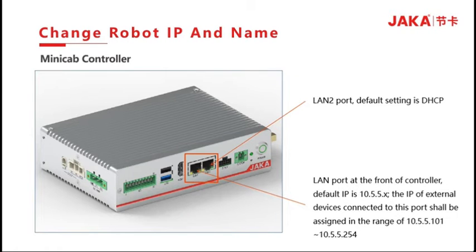Regarding the minicab controller, the LAN 2 port default setting is DHCP. And the LAN port at the front of the controller default IP is 10.5.5.something. The IP of external devices connected to this port shall be assigned in the range of 10.5.5.101 to 10.5.5.254.